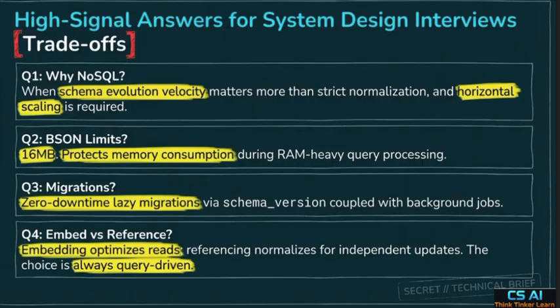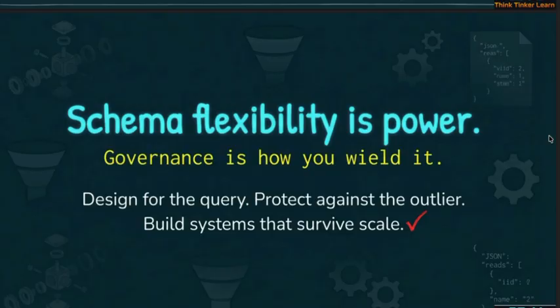In a system design interview, look for these high-signal answers. Why NoSQL? Because of schema evolution velocity and horizontal scaling. Why the 16 MB limit? To protect memory during RAM-heavy processing. How do you migrate? Zero downtime, lazy migrations. Should you embed or reference? It depends entirely on the query. Being able to explain the why behind these trade-offs is what separates senior engineers from the rest. Schema flexibility is power, but governance is how you wield it. Design for the query, protect against the outlier, and build systems that survive scale.